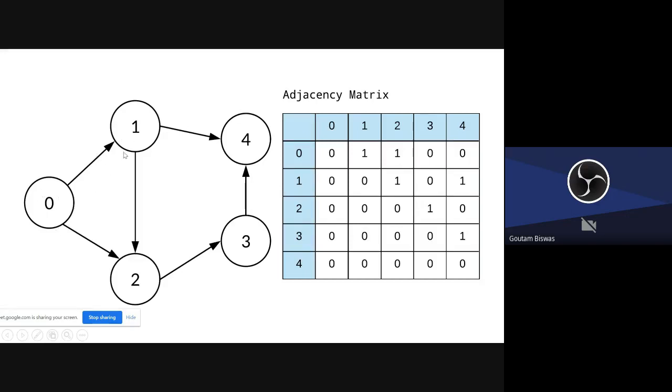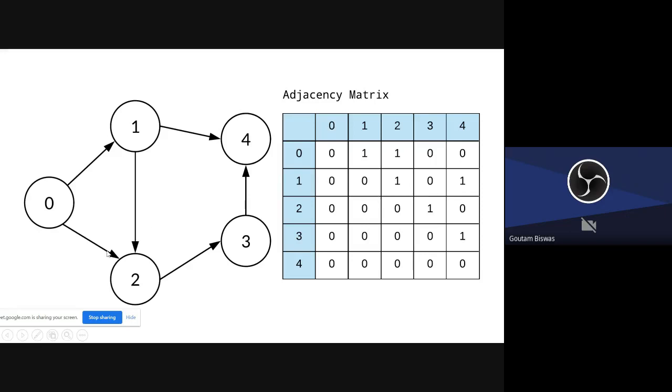Now, for this 1 to 0, the arrow means we have to take the direction from 0 to 1. So this is a digraph. From 1 to 0, there is no arrow, so it will be 0. From 1 to 2, there is one arrow, so it is 1. From 1 to 4, it is 1. From 1 to 3, it is 0.